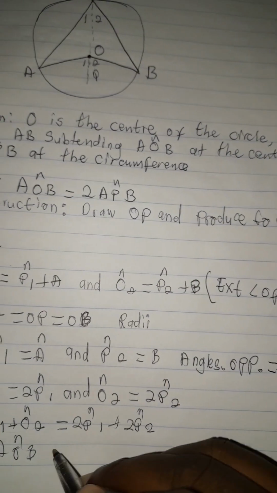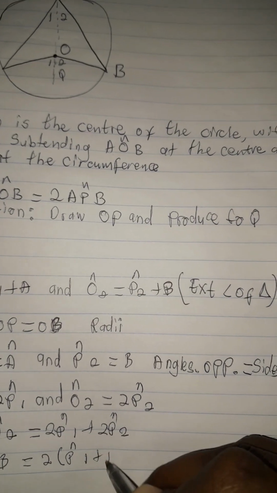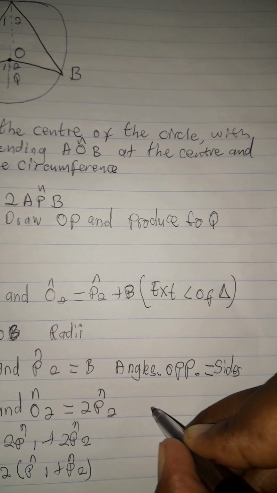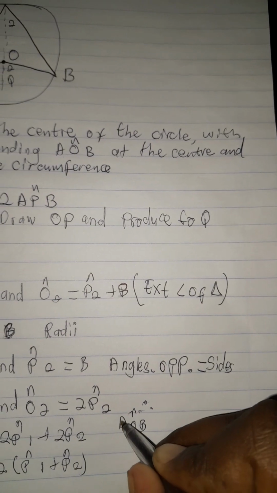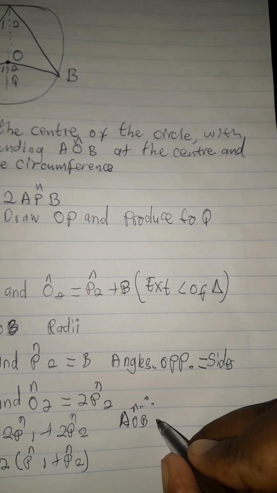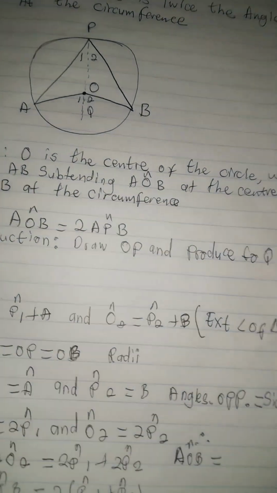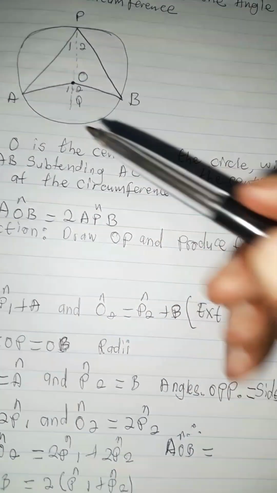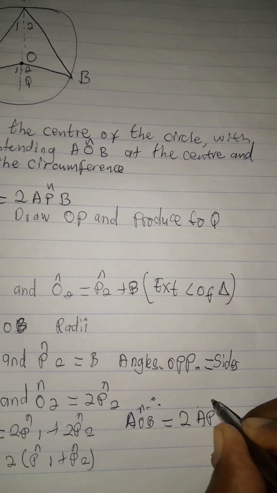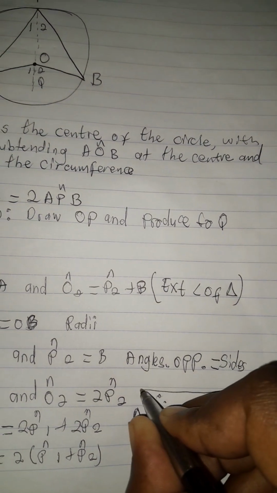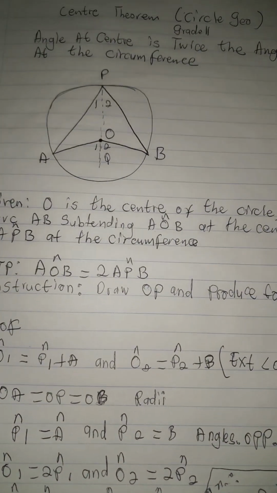Right. So we can see there's a highest common factor there. Let's factor out. So we are left with angle P1 plus angle P2. Right. We are not done. Angle AOB. Remember that angle O1 plus angle O2 forms angle AOB, and that P1 and P2 form angle APB. So in that manner, we could say angle AOB is twice angle APB. Then I think we have proven, right?